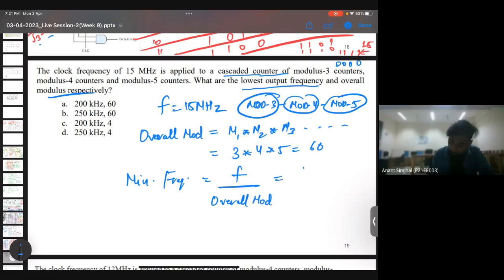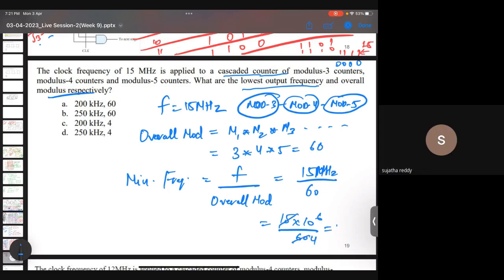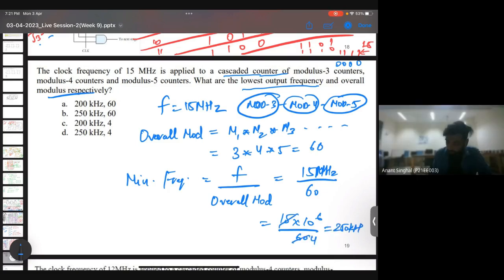So it will be 15 megahertz divided by 60, which is 15 into 10 to the 6 by 60. It will be 250 kilohertz, sir. Yes, 250 kilohertz. So the correct answer is option B. Is it clear?